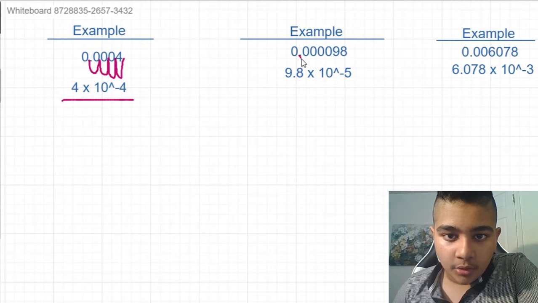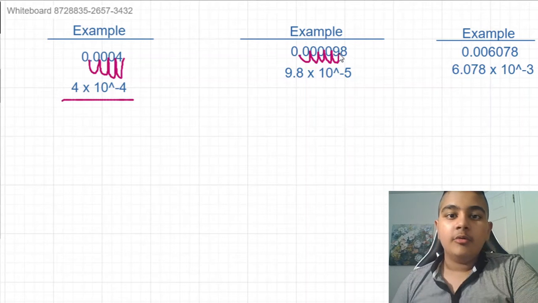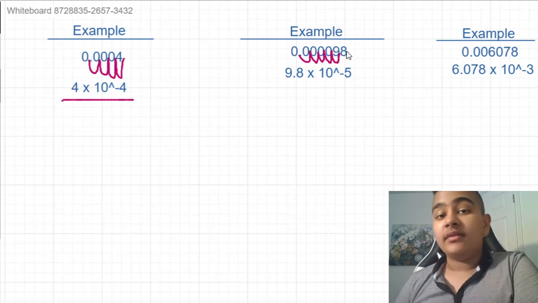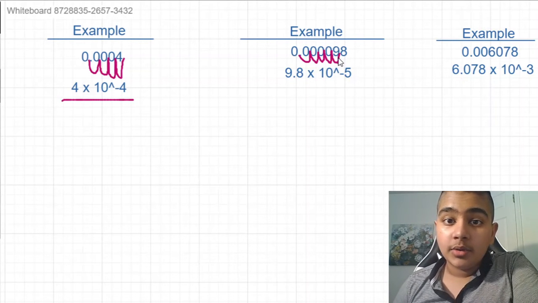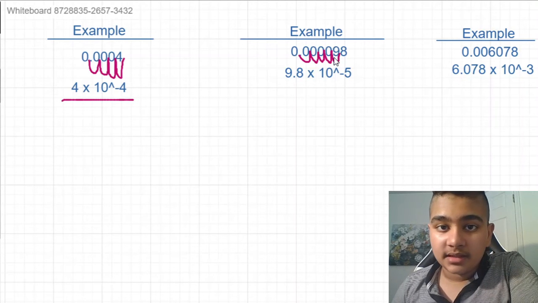We have 1, 2, 3, 4, 5. We moved 5 places and we put the decimal point behind the 9 in front of the 8. But do we have something in the units place now? Yeah, we do. We have 9 in the units place, then 8 is in the decimal place.